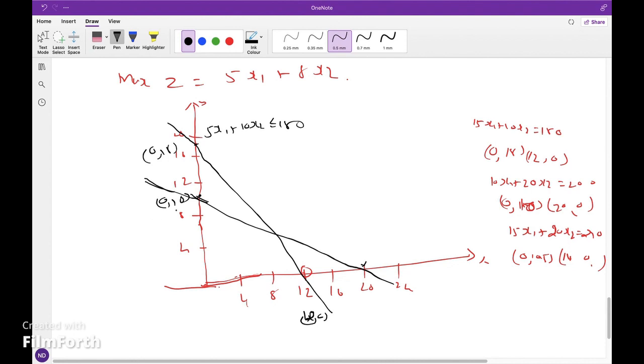Then 14 comma 0 and 0 comma 10.5. 14 comma 0, this line, and this value 14, 0, and 0, 10.5. See here. So this is the region.